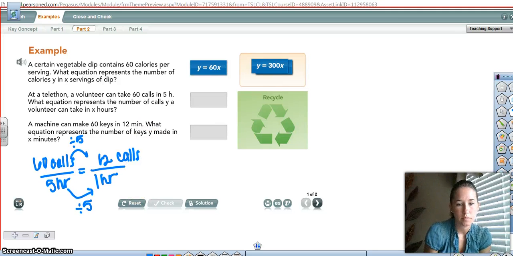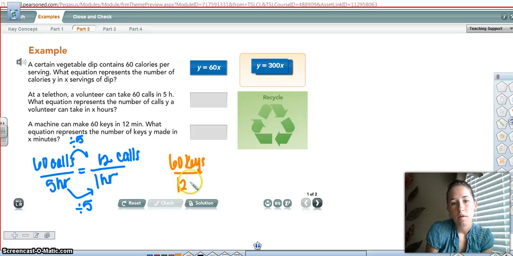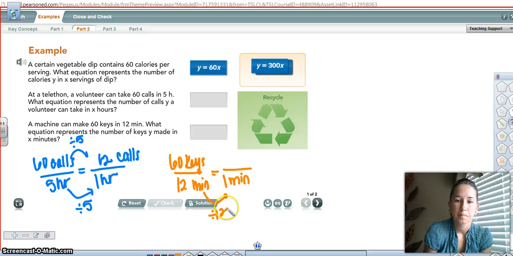Okay, let's do the last one too, and then we'll sort the equations. A machine can make 60 keys in 12 minutes. What equation represents the number of keys y made in x minutes? 60 keys in 12 minutes. We want to find that unit rate. How much for 1 minute? That would be 5.